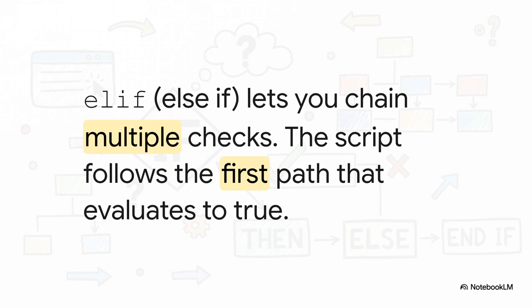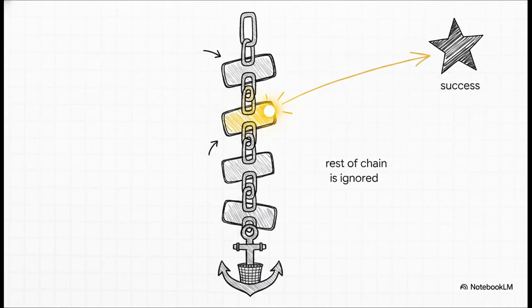The script always starts at the top. Our score is 75. So first it asks, is 75 greater than or equal to 90? Nope, that's false. So it moves on to the next check, the elif, which is really just a short way of saying else if. Is 75 greater than or equal to 60? Yes, that's true. So the script immediately runs echo grade B, and then it stops. It found a true condition, so it exits the whole if, elif, else block without even looking at the final else.